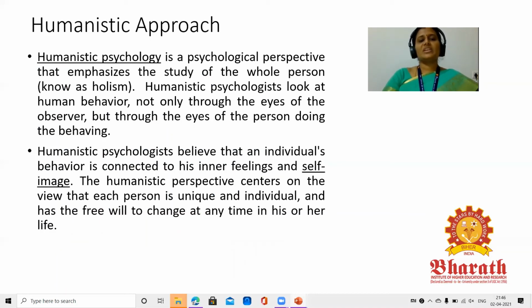Humanistic psychology is a psychological perspective that emphasizes the study of the whole person. It looks at whole human behavior, not only through the eyes of the observer, but through the eyes of the person doing the behavior. That is the self-image. The individual's behavior is connected to inner feelings and self-image. This perspective centers on the view that each person is unique and individual and has a free will to change at any time in his or her life.